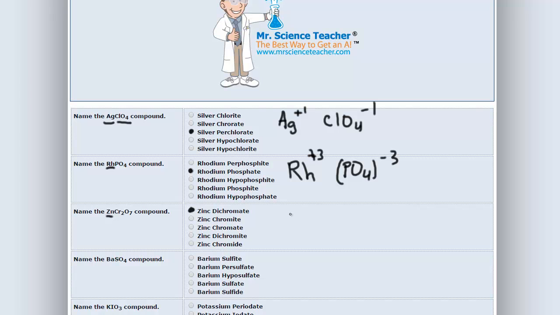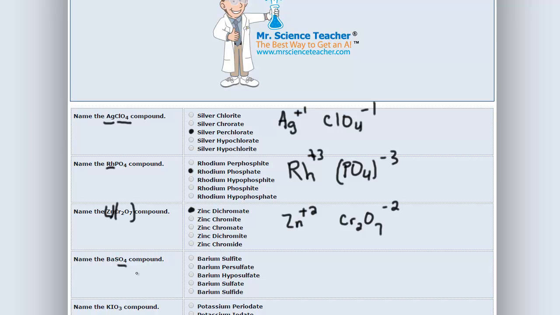But what's the math equation? Well, zinc is a +2, so what does that tell us about Cr2O7 dichromate? Yep, it has to be a -2. +2 -2 equals 0. So we have one of the zincs. Notice that we have one zinc, and we only have one of those dichromates. ZnCr2O7, zinc dichromate.